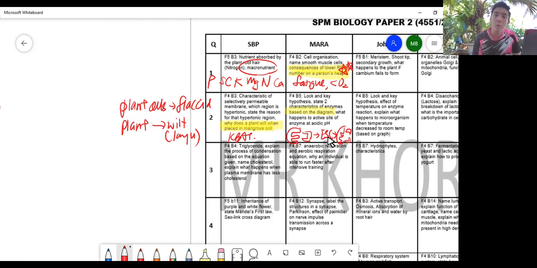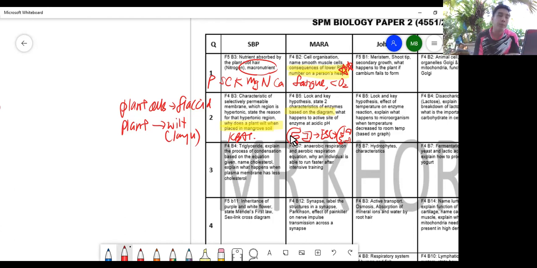So let's say they ask you the characteristics of the enzyme based on this diagram. Can you say that the enzymes are sensitive to temperature? No, because I can't see any sign of temperature. Are they sensitive to pH? Also no, there is no pH at all here.